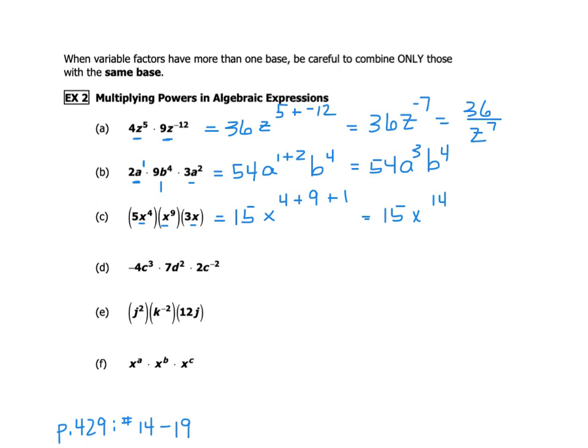Go to the next one, multiply my coefficients. -4, I'll multiply it times the 2, gives me -8, times the 7 is going to give me -56. I've got some c's, and then the d's are going to have to stay separate. So I'm going to have c to the 3 plus -2 power, d squared. This is going to give me c to the 1 power, and I don't have to write the 1. So I can just write -56 c d squared.